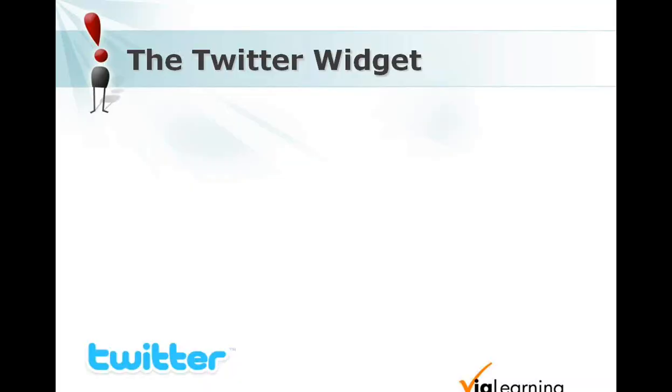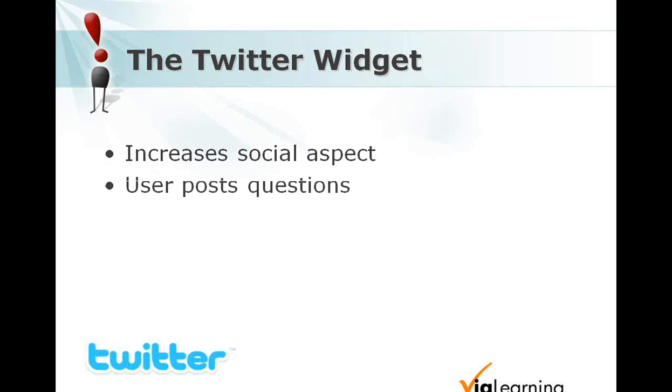Well, let's talk a little bit about the Twitter widget. Captivate now allows you to tweet while you're taking a course, so this is really going full bore into the social aspect of e-learning. When you're in a Captivate course, you can tweet about that course. A learner can post questions while taking a course, and when that question is answered by another follower of the course, an alert appears in their Captivate window to let the learner know that the question has been answered or the comment has been responded to.